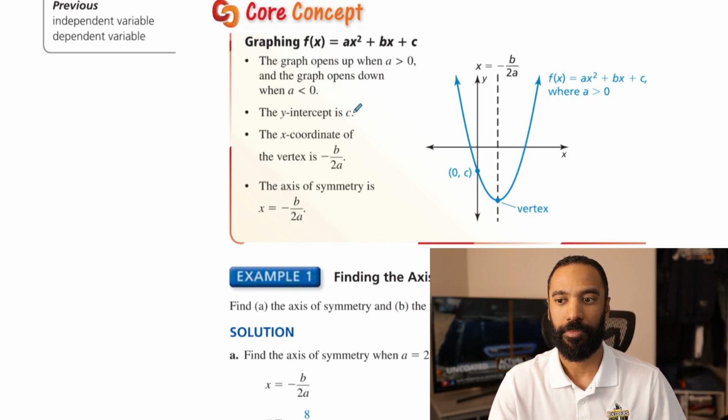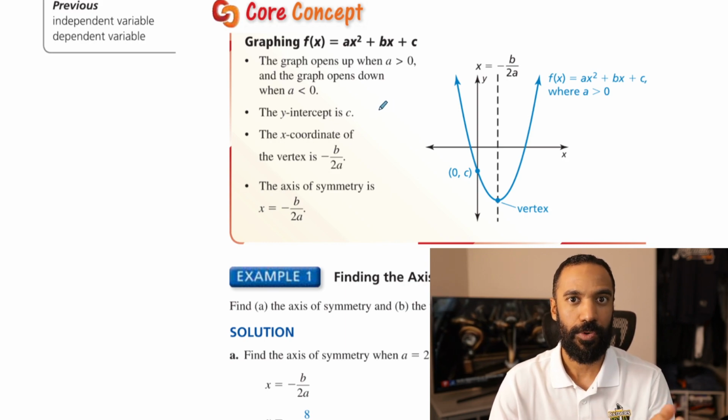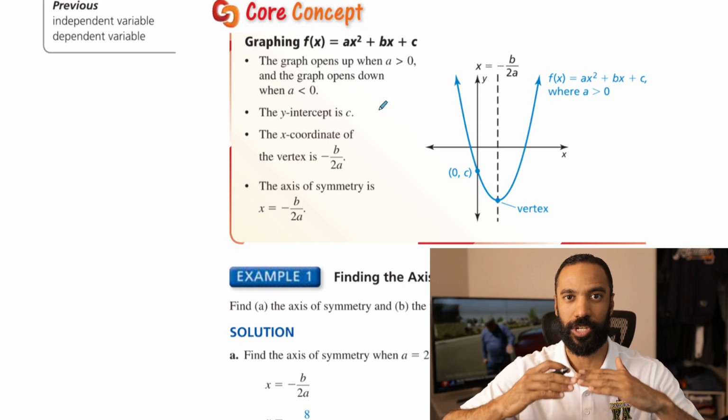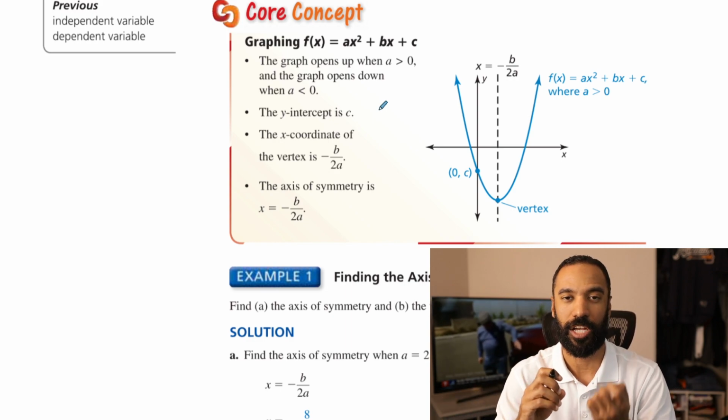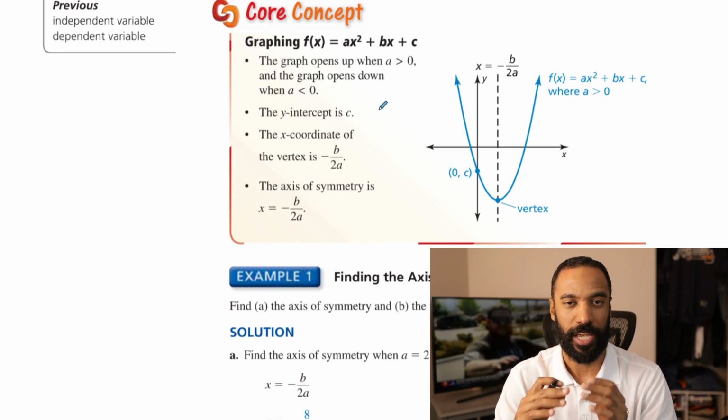Now check this one out. The y-intercept is c. Now in the last section, c was more or less a vertical translation. It only went up and down, and that's what we talked about with regard to the vertex. And the vertex was the same as the y-intercept. It always seemed to be.